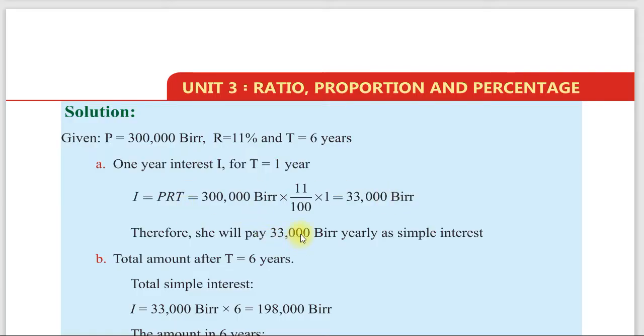Therefore, she will pay 33,000 yearly as a simple interest.